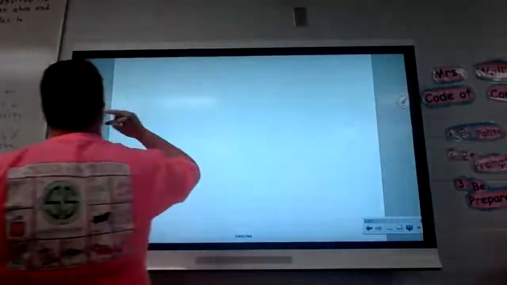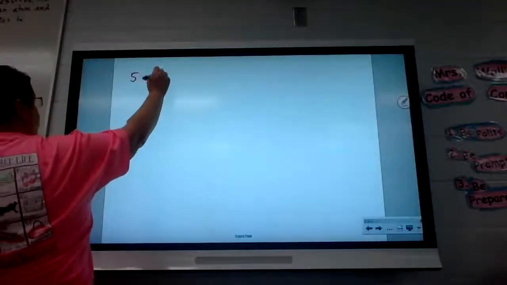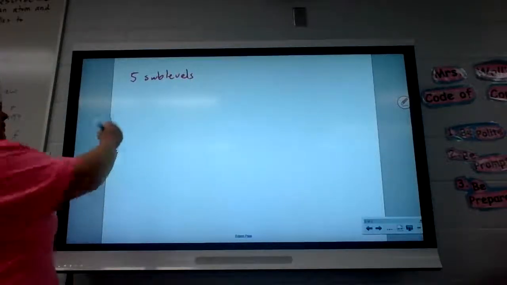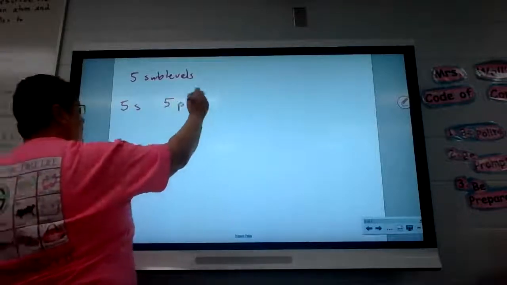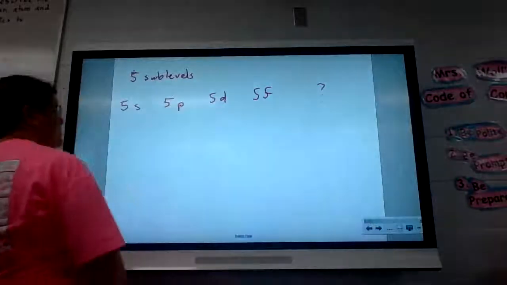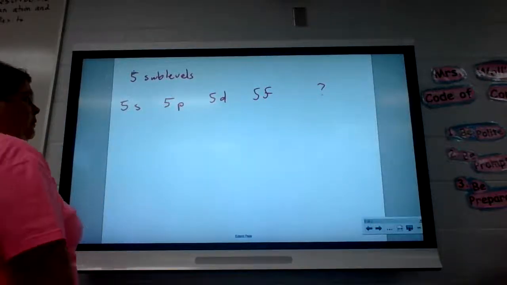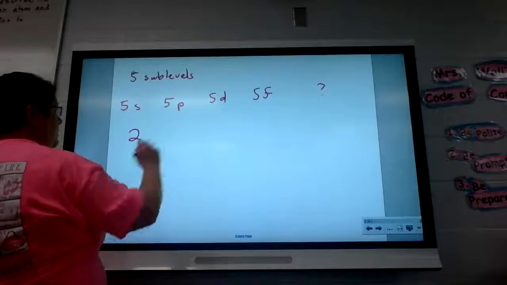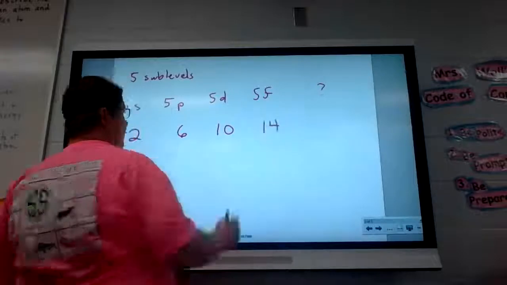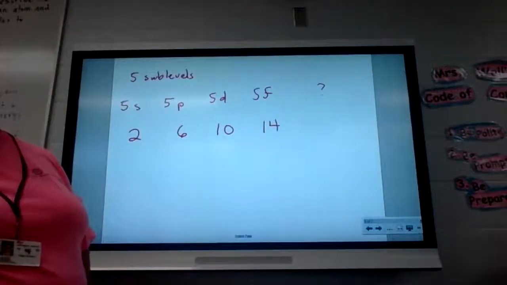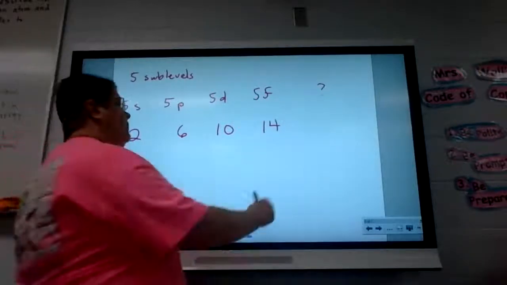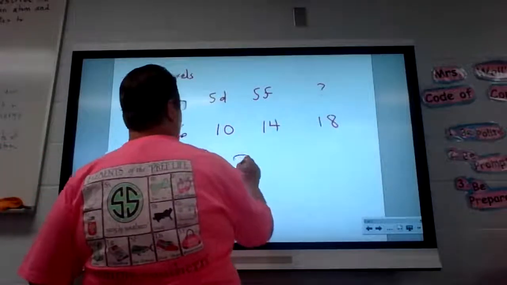Sublevels. So what are their names if there are 5 sublevels? Okay, so I asked you to name sublevels today. What are their names? 5S, 5P, 5D, 5F, and somebody. All right, so how many electrons could go in the S? 2. And how many could go in P? 6. And in D? 10. And in F? 14. Now, what are they increasing by right there? 4. So what is the 5th one going to have? 18. 18. So if you add them all together, you're going to get 50.